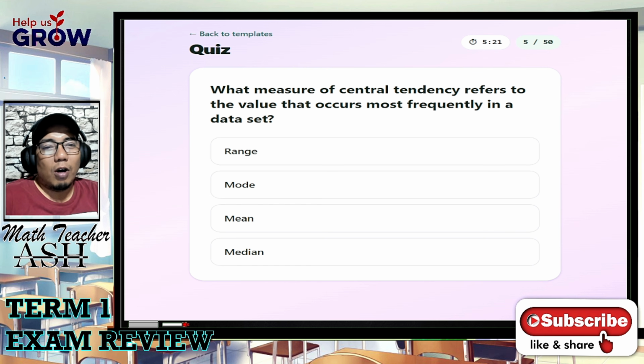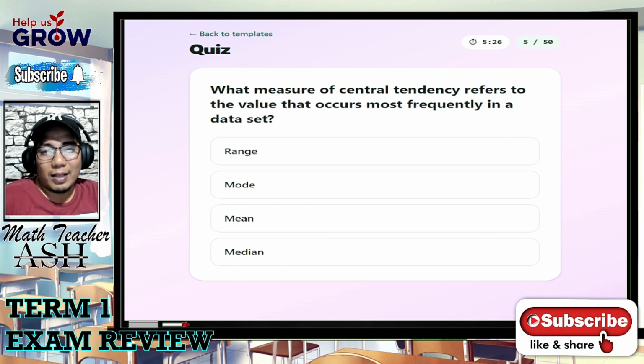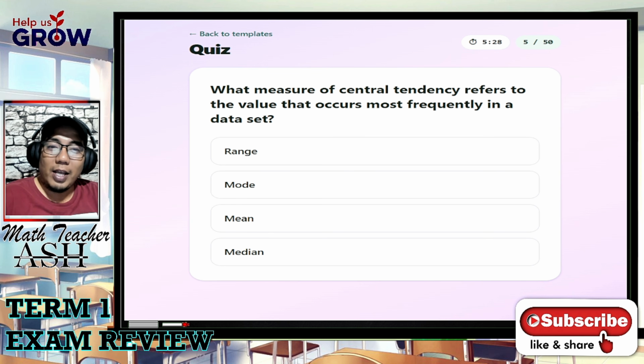What measure of central tendency refers to the value that occurs most frequently in a data set? Is it range? Is it mode? Is it mean? Is it median? What do you think is the answer?